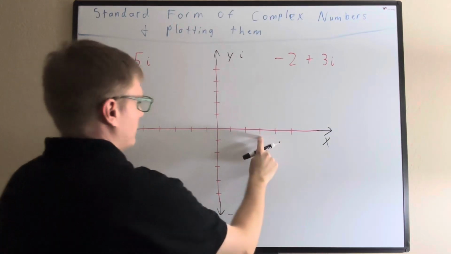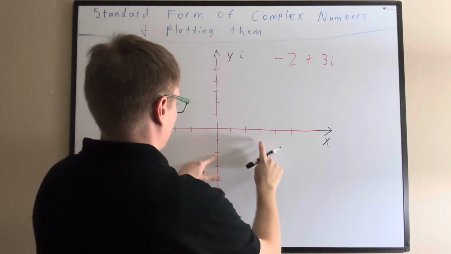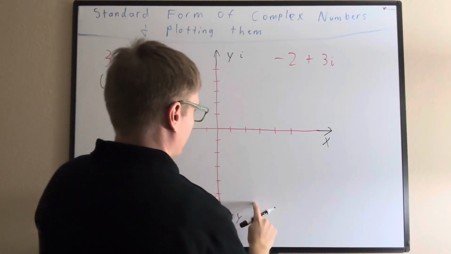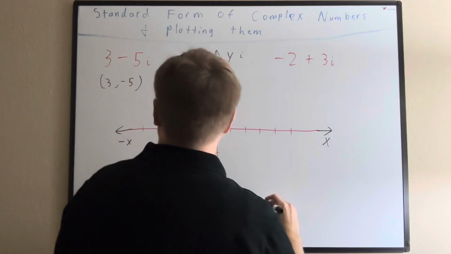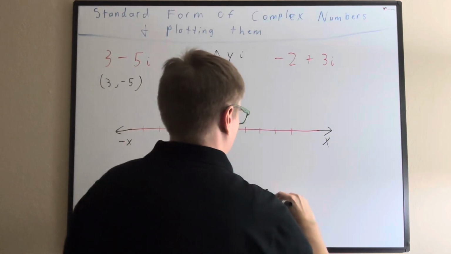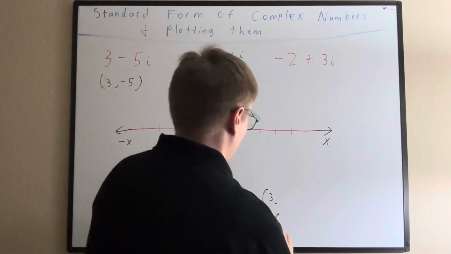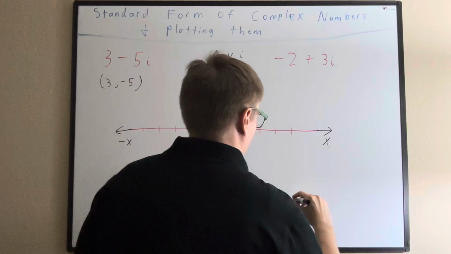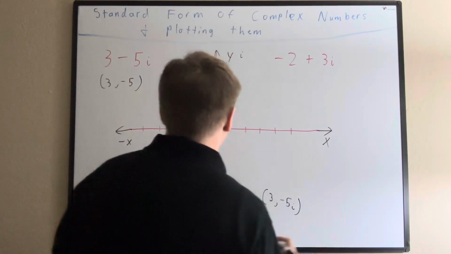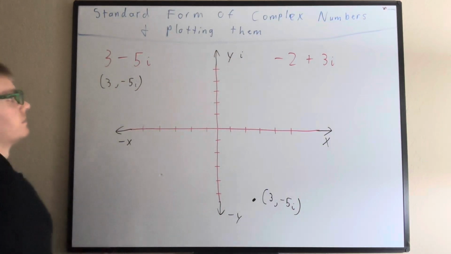1, 2, 3. Minus 5 is 1, 2, 3, 4, 5, all the way down here. And there we go. That's our first spot. 3, -5i. Put the i there if you want.